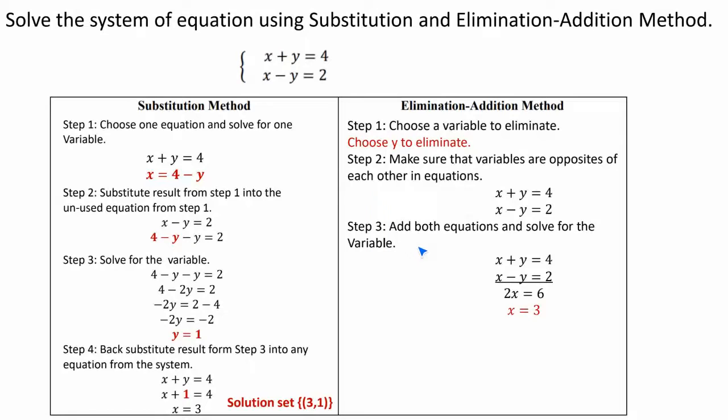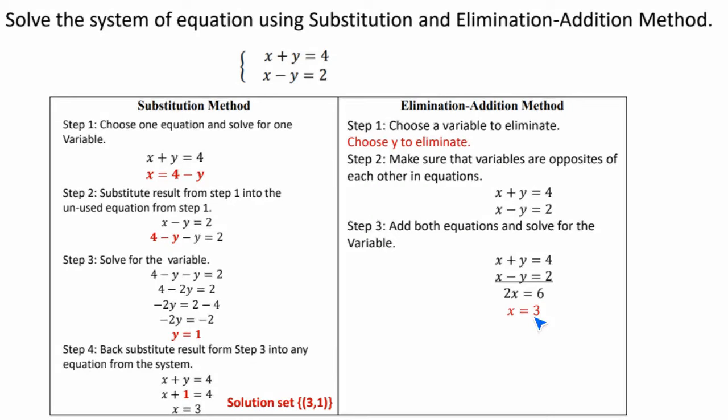Okay. Once you see that, then we're going to add both equations. So I'm going to have x plus x is 2x, y plus negative y is 0, and 4 plus 2 is 6. So if I solve for x, divide by 2 on both sides, I get x equals 3.